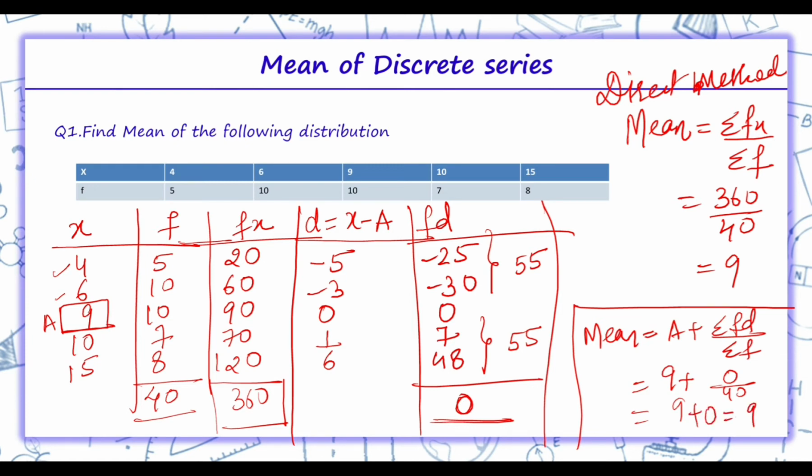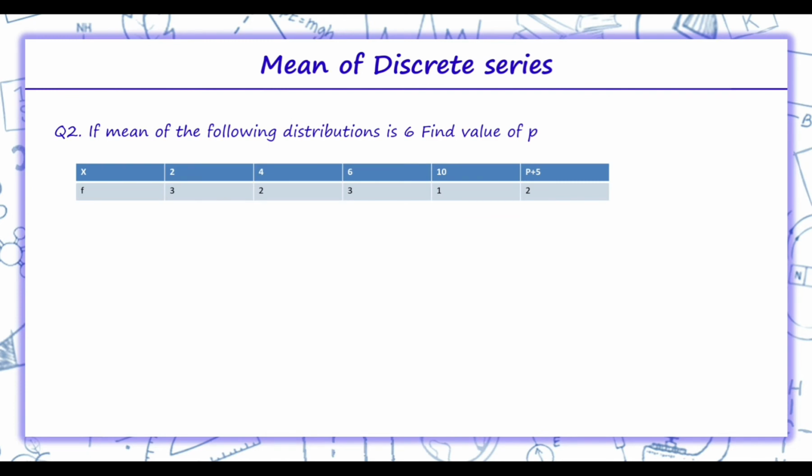This is how, whenever we are provided with a discrete series, we can calculate mean by any of the methods, either direct method or assumed mean method. Coming on to the next type of question. Sometimes in discrete series we are provided with some unknown values, and then we have to find that value and mean we are provided with it. Like over here in this question, mean of the distribution is 6. We have to find the value of p.